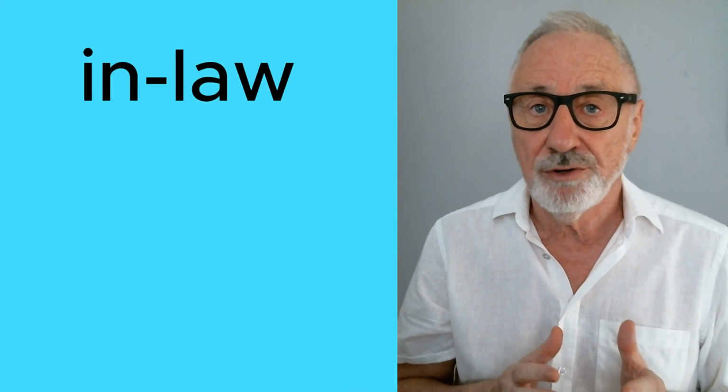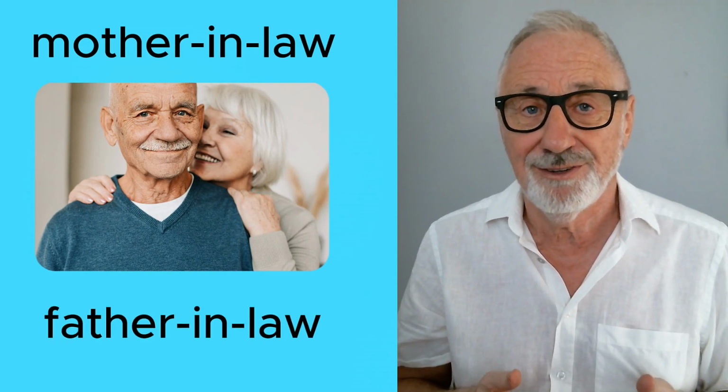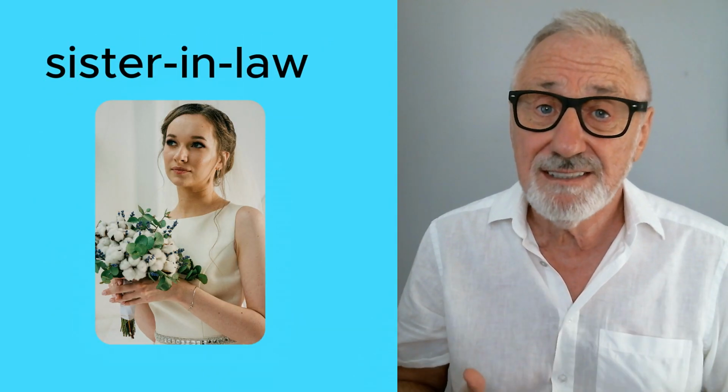As we've already seen, not all of your family are related by blood to you, but instead they're related through marriage. And when this happens, we add in-law to the front of their title. So your wife or husband's parents are your mother-in-law and father-in-law. And if your brother marries, his wife becomes your sister-in-law.